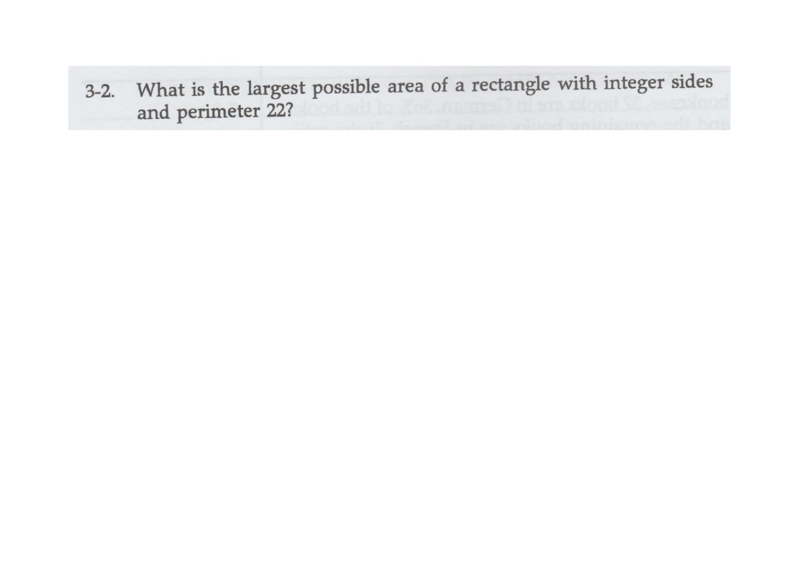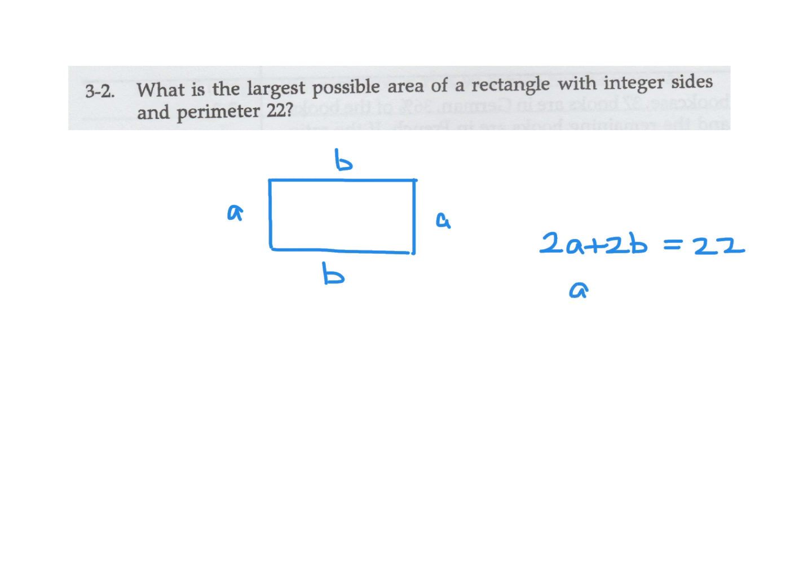What is the largest possible area of a rectangle with integer sides and perimeter 22? So we have a rectangle. Let's label it A, B, and B. So the perimeter would therefore be 2A plus 2B, and they're saying that is equal to 22. So if you divide through by 2, you get A plus B is equal to 11.